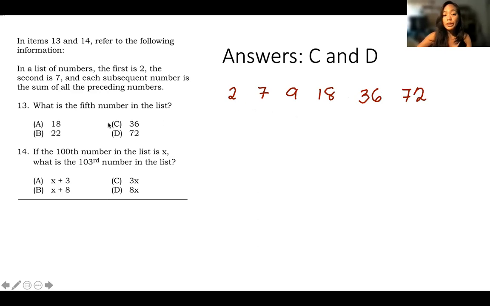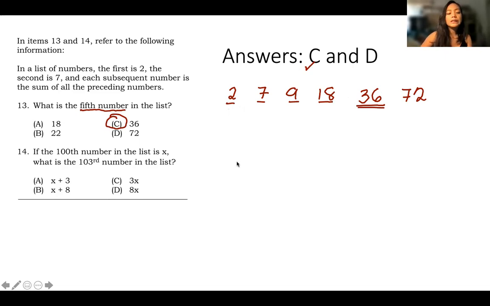So, but we're looking for the fifth number. So this is the first, the second, the third, the fourth, the fifth. That's why the answer is letter C. And that is true here in the answer key.